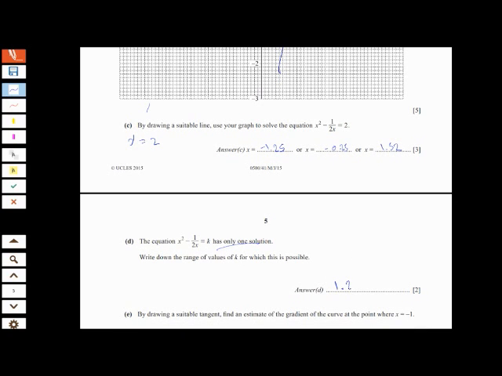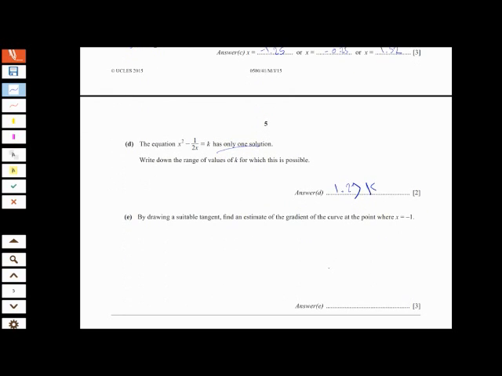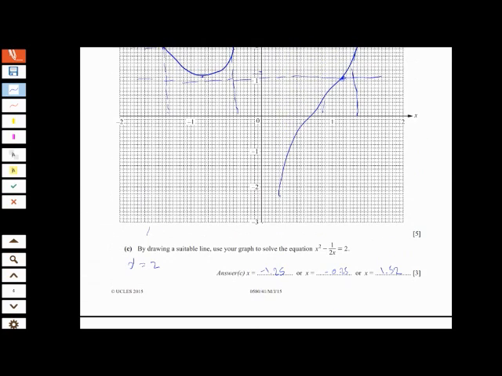1.2. By drawing a suitable tangent, find an estimate for the gradient of the curve at the point where x equals negative 1. So you go back to the curve, and you see where x equals negative 1.